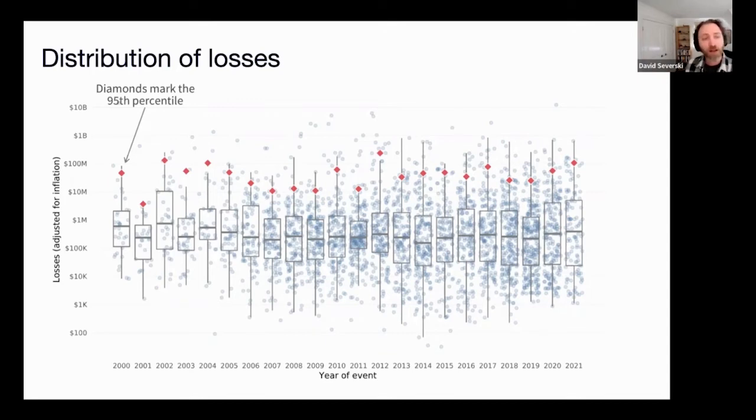We also marked on here the 95th percentile with that red diamond, which is representing the 95% valuation that we've used in all the other previous slides. And that is slowly showing an upward trend. We don't really see a significant trend of that right now, but it's something we're continuing to watch.